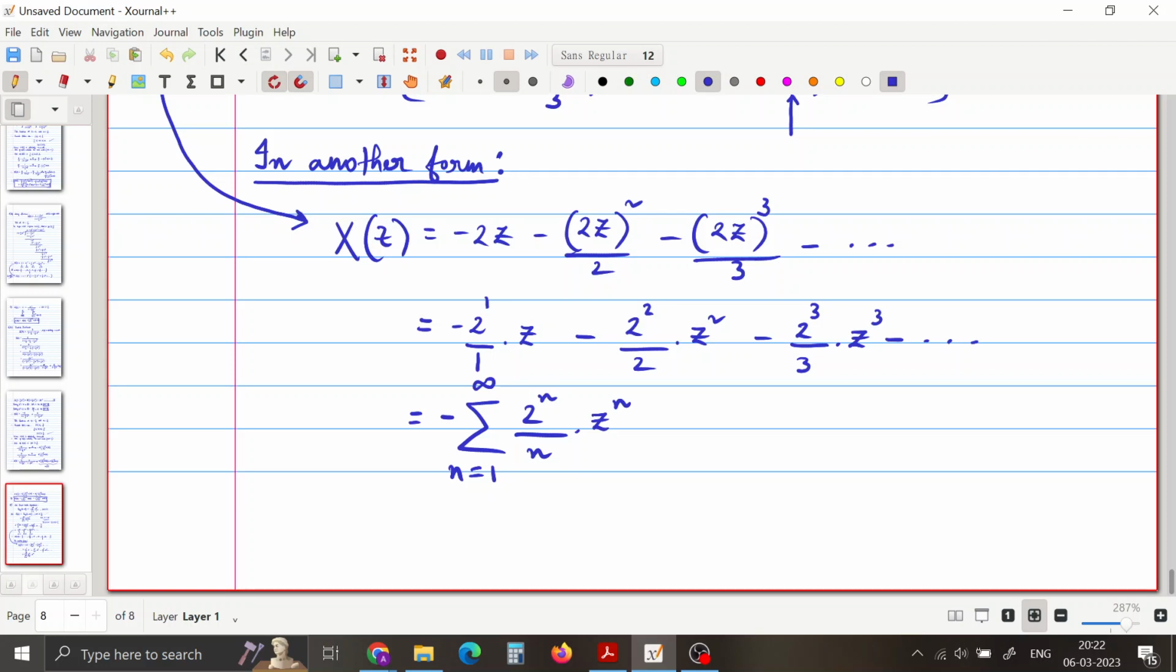Okay, and now from the general formula of the z transform x of z, which is given by summation n running from minus infinity to infinity x of n times z power minus n. In that formula z is raised to the power minus n, but here we are getting z to the power n. So in order to relate both of them, what we can do is we can just simply replace n by minus n, and we can change the limits.